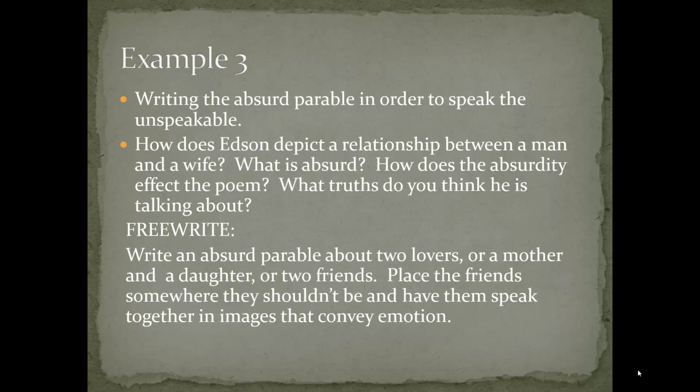So this is writing the absurd. This is like an absurd parable in order to speak the unspeakable. How does Edson depict a relationship between a man and a wife? What is absurd about the situation? How does the absurdity affect the poem? What truths do you think he is talking about?